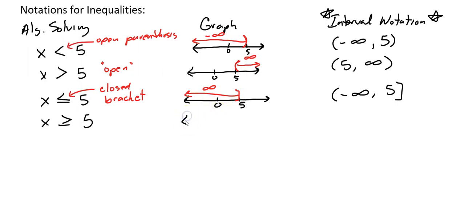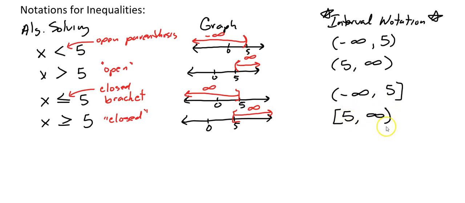Same thing in reverse, except now it's going to be closed. Since we know it's closed and it's going to be greater than, it's going in that direction, so let's close it off with a bracket. Whenever I write this in interval notation, I'll just start it off with the bracket. That basically says it's including the 5 and going to positive infinity.